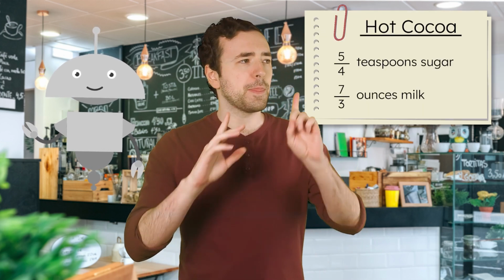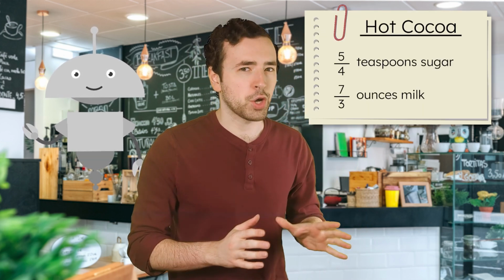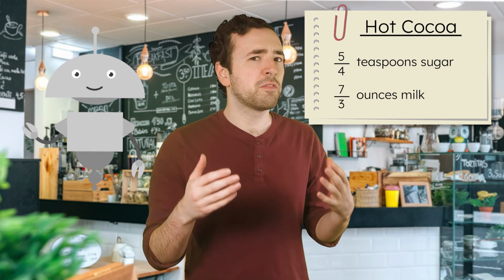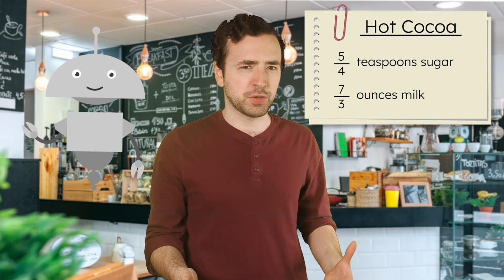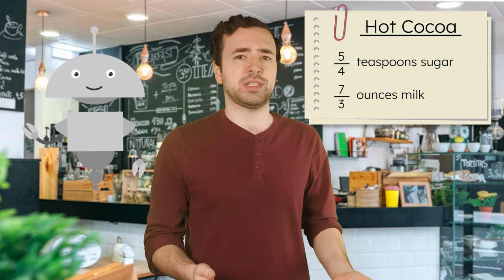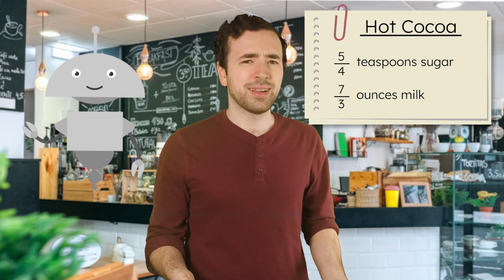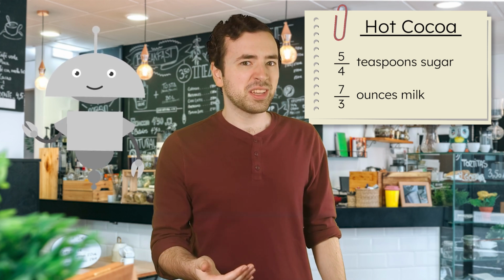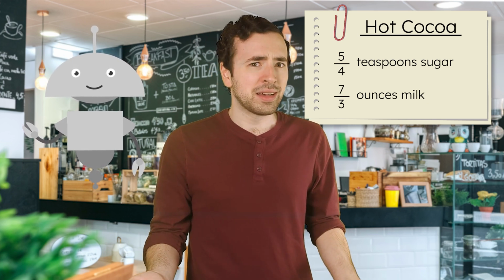Everyone, it's Justin again. Mia and I stopped by the local coffee shop, and while we were ordering, something caught my attention. Check out this recipe card for hot cocoa. It says to use 5/4 teaspoons of sugar and 7/3 ounces of milk. But 5/4? 7/3? How does that even work?